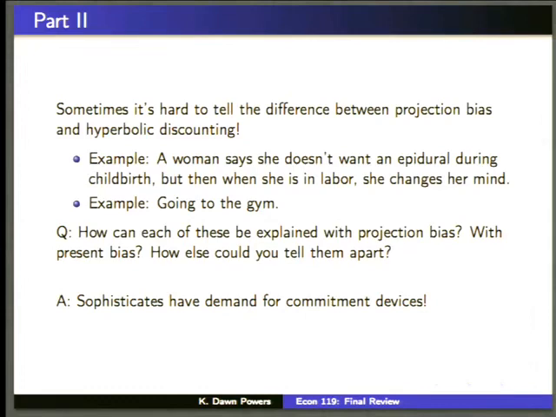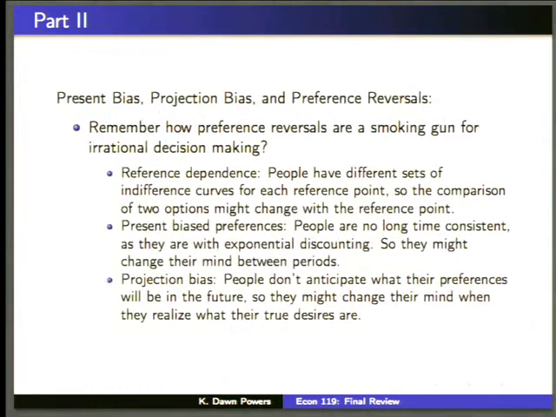Alrighty. So present bias, projection bias, and preference reversals. It all comes together. Remember how preference reversals are our smoking gun for irrational decision making? Memorize that phrase. Obviously, I haven't seen the exam, but that's just an easy thing to remember.